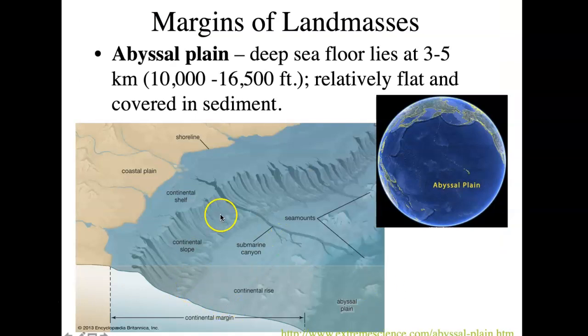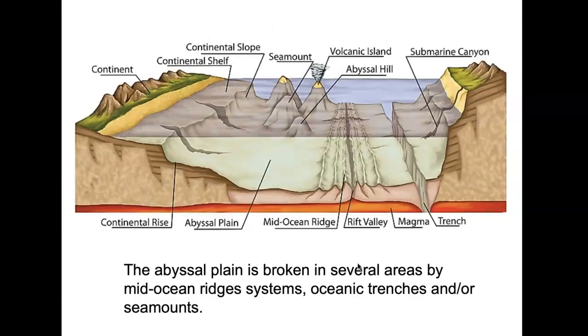And so after the continental slope and the continental rise, that continental rise ends up in the abyssal plain. Out here we have the abyssal plain at the end of the continental margin. Again, the abyssal plain is not part of the continental margin. The abyssal plain is our deep sea floor. It lies at about 3 to 5 kilometers down, again, 10,000 feet plus down. And it's relatively flat and covered in sediment.